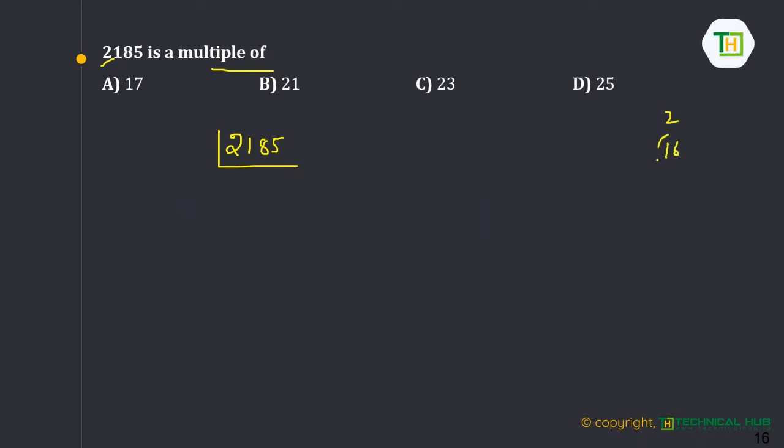So 16 is also not divisible by 3. So directly go for the 5 table. 5 4s are 20, 5 3s are 15, and 5 7s are 35. So after 5, the next prime number is 7. This number is not divisible by 7. So 437 is not divisible by 7. The next prime number is 11. 437 is also not divisible by 11, because the difference of the sum of odd places and the sum of even places should be a multiple of 11 or 0.